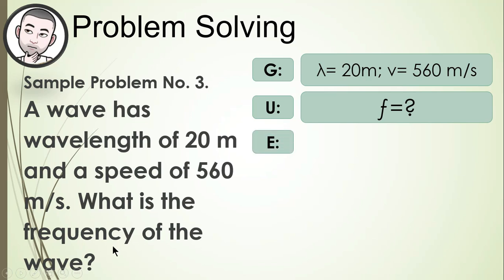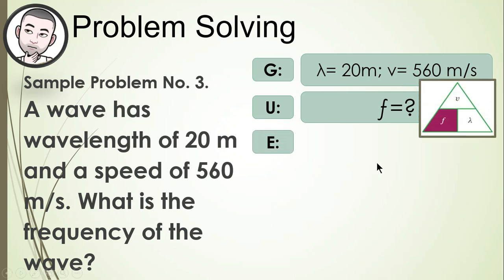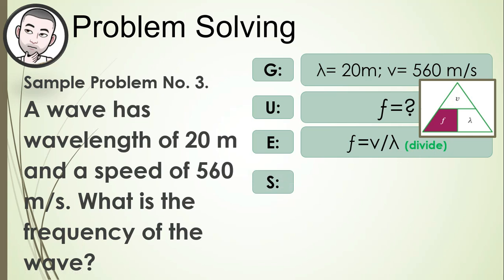So what is now the equation? Using the triangle method, let's cover the frequency here, or the f. Then it will give us the equation. The equation is v over lambda, or the equation is frequency is equal to speed divided by wavelength. So let's now proceed to the solution.